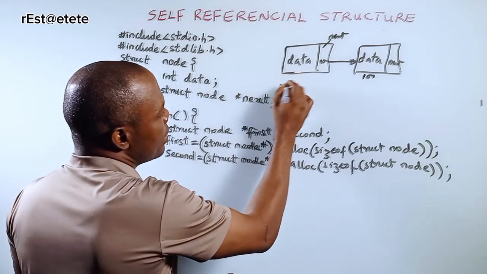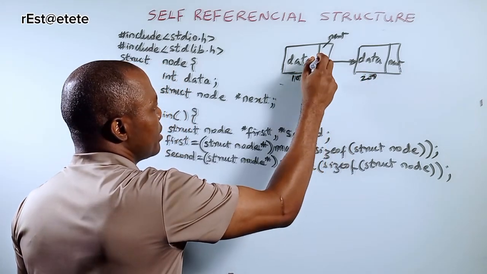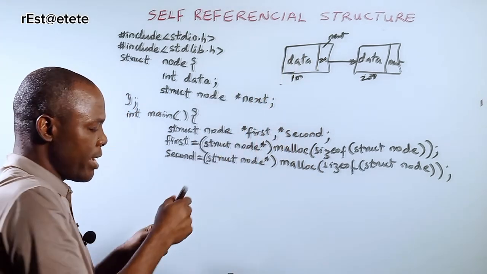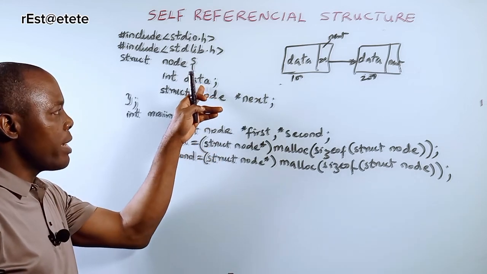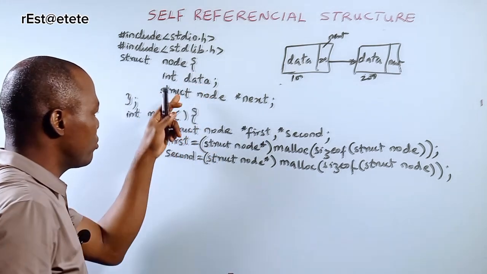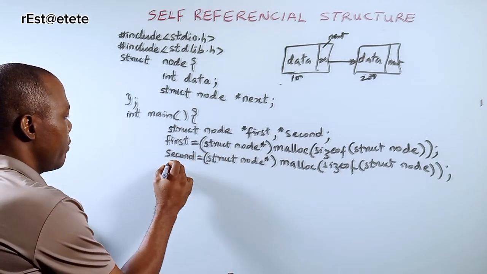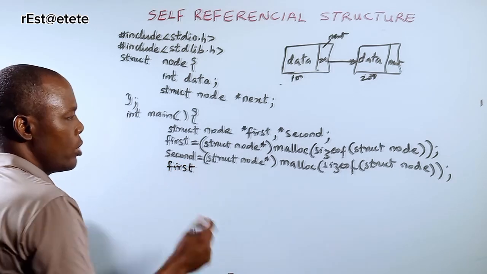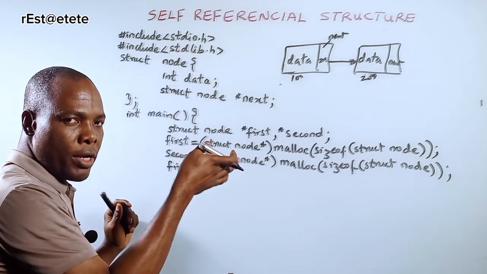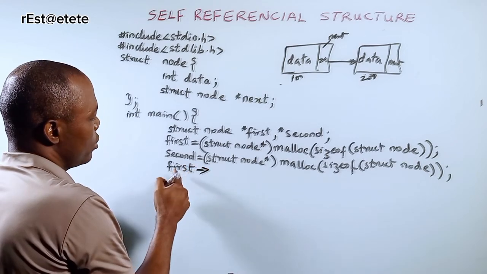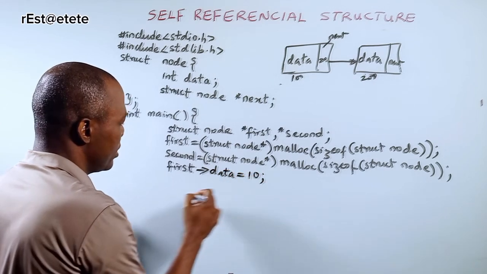So I have this memory. Let's say I have this as 100, and I have this as 200. Then this place, since it's pointing to it, will be 200. Then I have my data. So that's what I have done. Now I'm going to assign a value to my data. So how do I assign a value to it? For this first variable that I've created here, if I'm going to access the members of this struct using a pointer, then I have to use my arrow. So first arrow data, I will assign 10 to it.